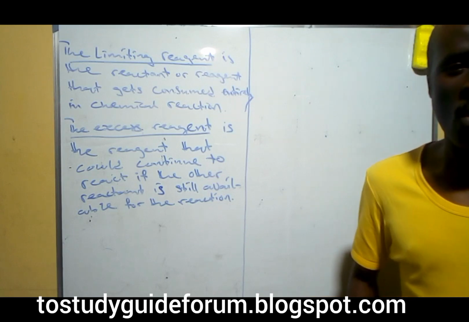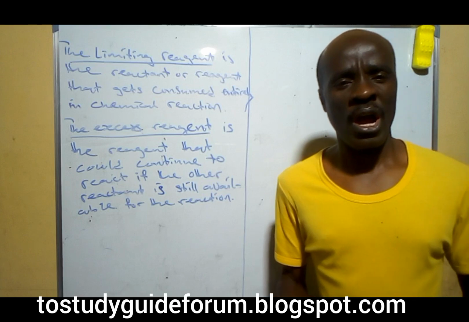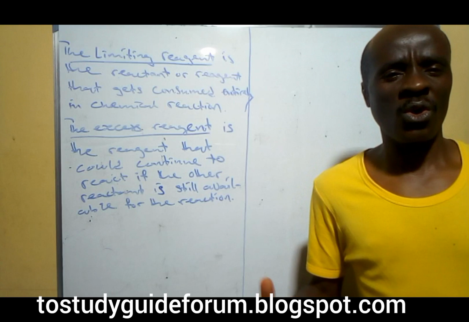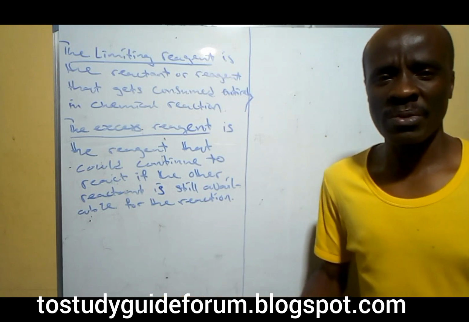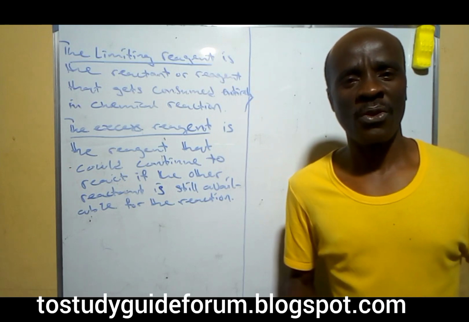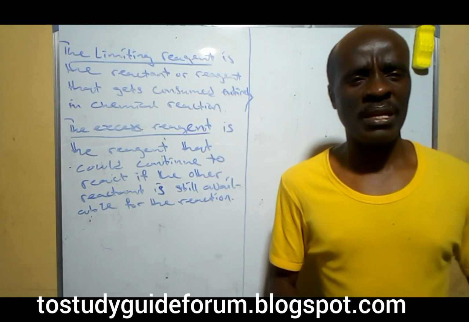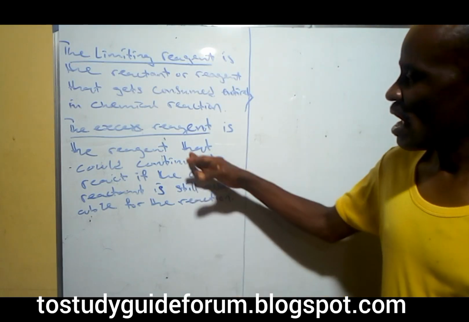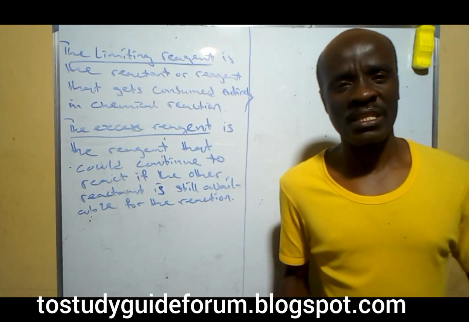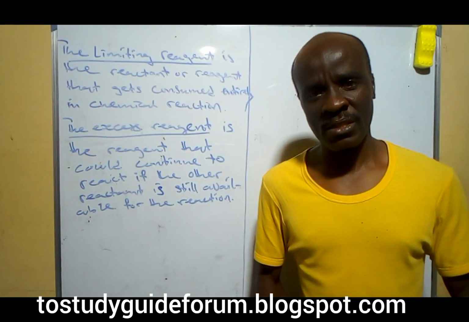You know, in most cases, when you are doing your experiment, perhaps you did not consider the stoichiometric relationship in the experiment. You find out that one of the reactants is likely to be consumed before the experiment ends, whilst one of them will remain. And the one that remains in excess is what we call the excess reagent or excess reactant. This is the one that will continue to react as long as the other reagent, or reactant, is still available.